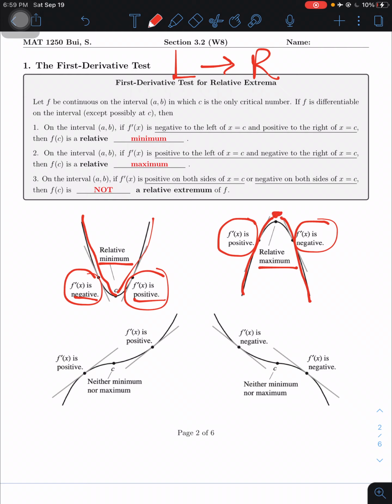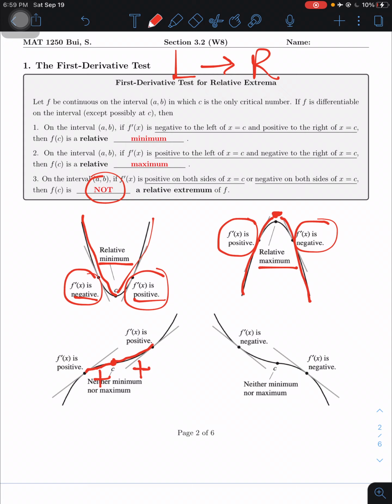And there could be a case when it's neither a maximum nor a minimum. From the last two examples, look at this point in here. This slope is increasing, so it's positive, and on the right side it's also increasing, so it's also positive. There's no change in the sign of the slope here. That's why it's not a minimum or a maximum.